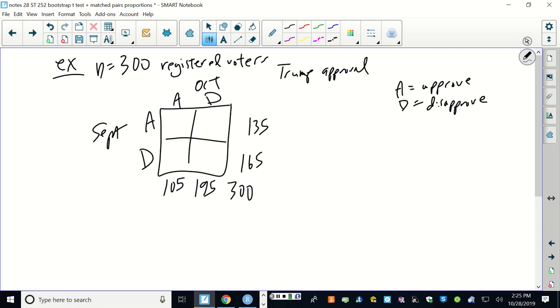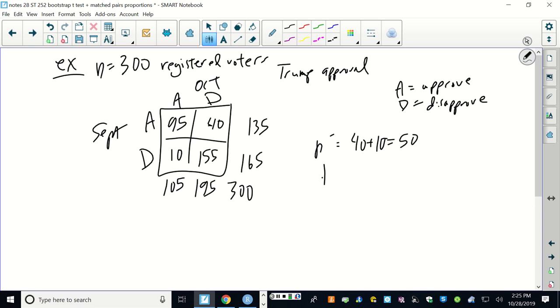So people would answer. Let's say that 95 people approve both times, and 155 disapprove both times. These things have to add up. So this would have to be 40, and this would have to be 155 actually, and there'd be 10 here. So we'd end up with this split. So to do this test, we're going to ignore the ones that haven't changed, and our new sample size for testing is going to be the 40 plus 10, or 50.